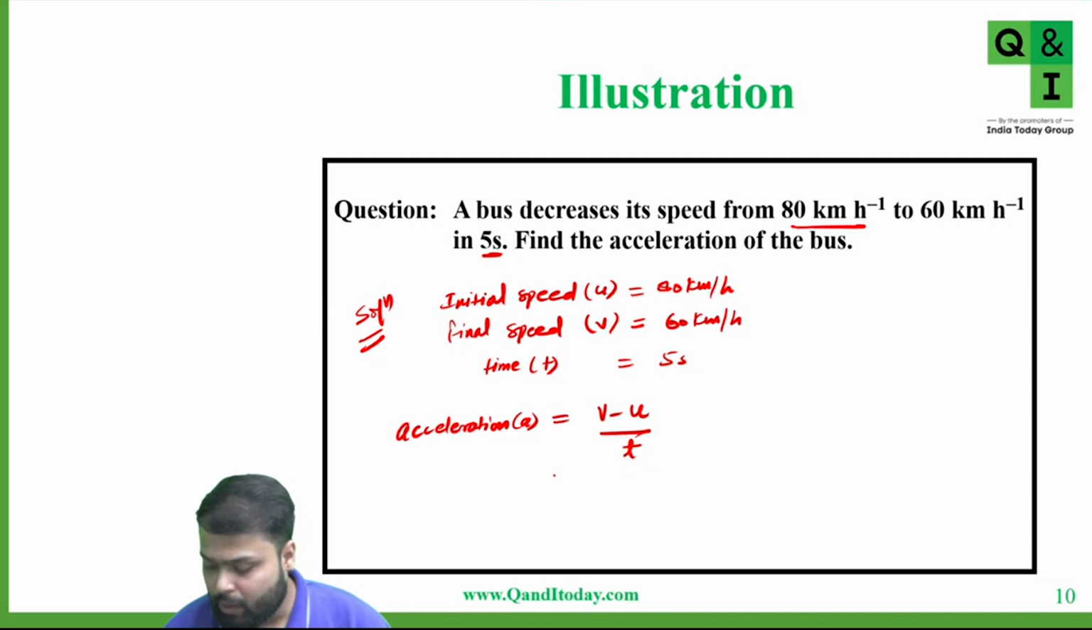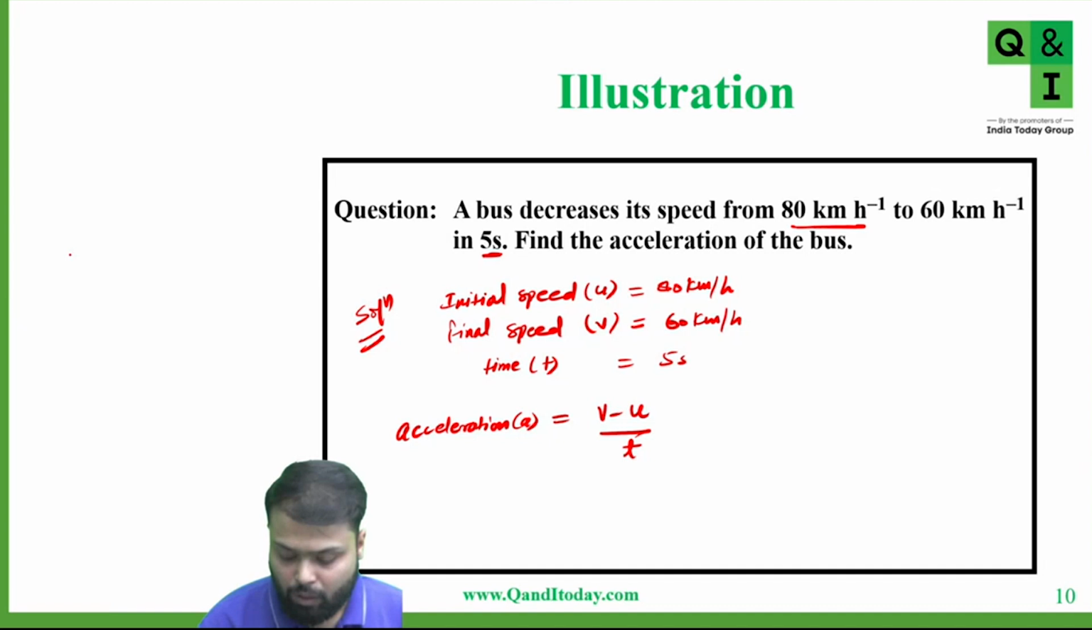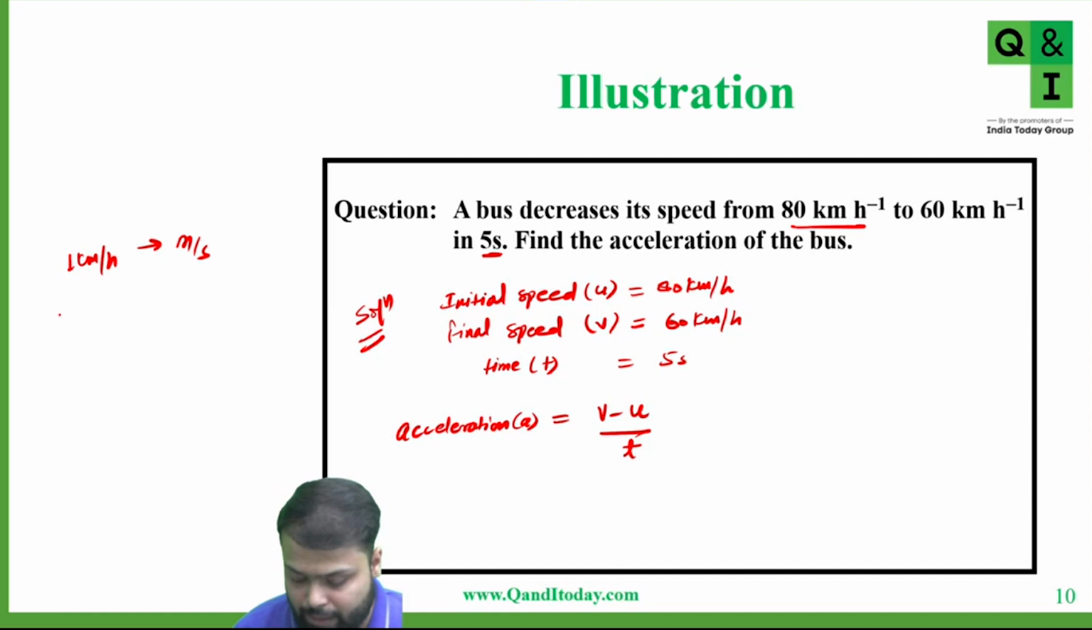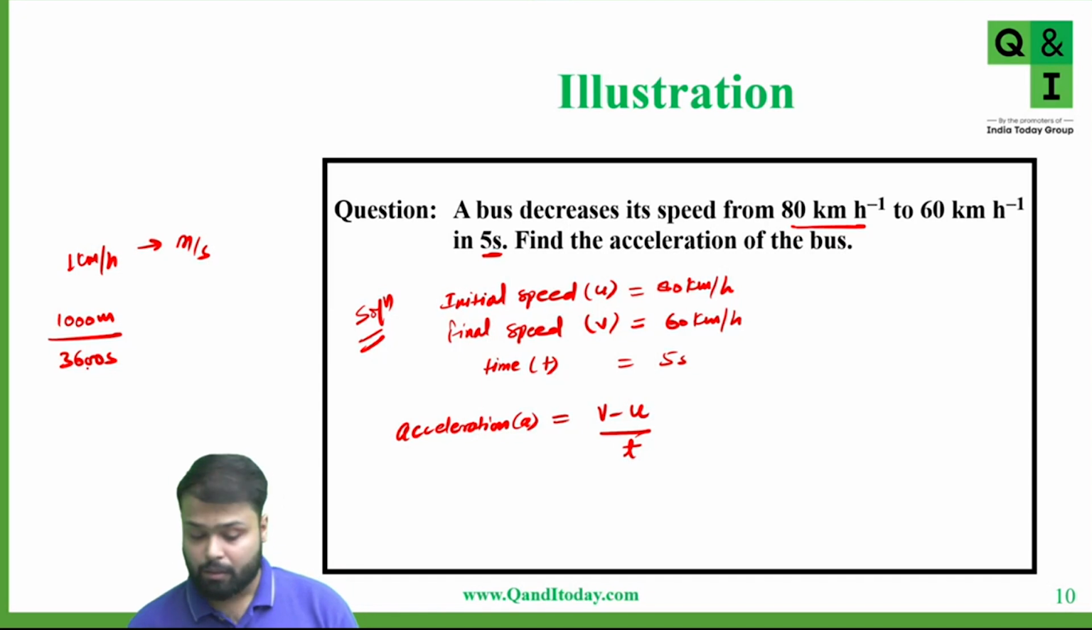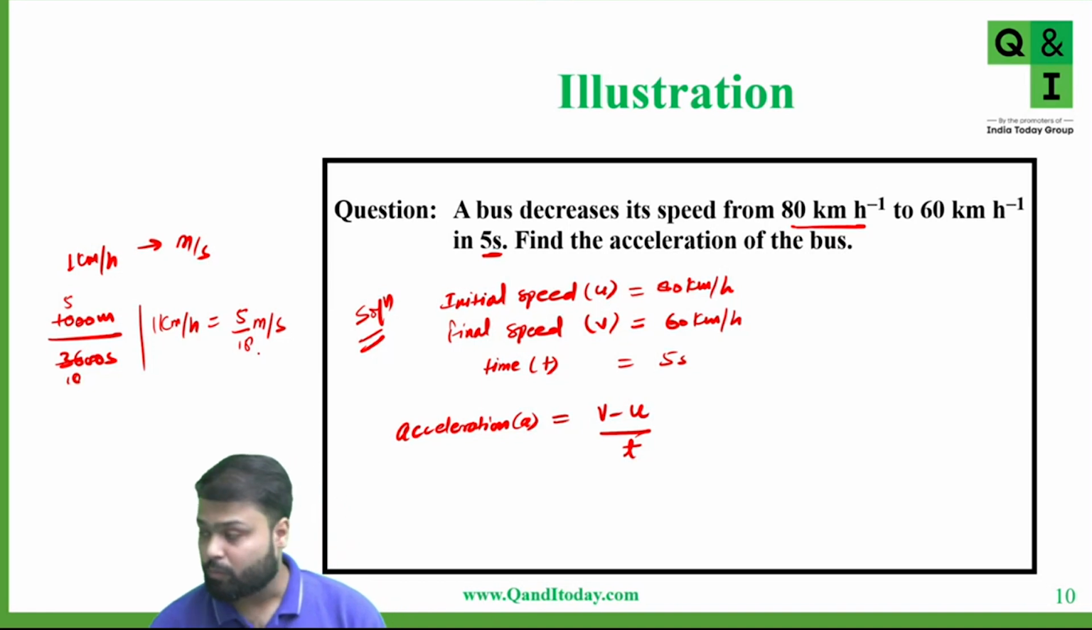Now given 80 kilometer per hour. Now how we will convert kilometer per hour into meter per second? Tell me. We know that in 1 kilometer we have 1000 meter and 1 hour is equal to 3600 second. Yes or no? So 100 cancels out. So 2 into 5, 2 into 18. That means 1 kilometer per hour is equal to 5 by 18 meter per second.